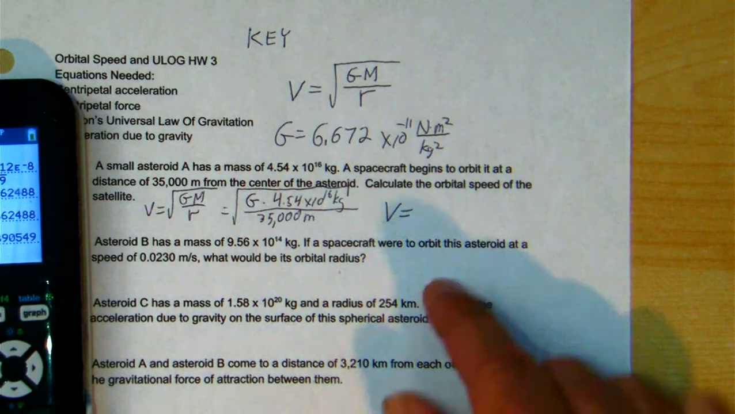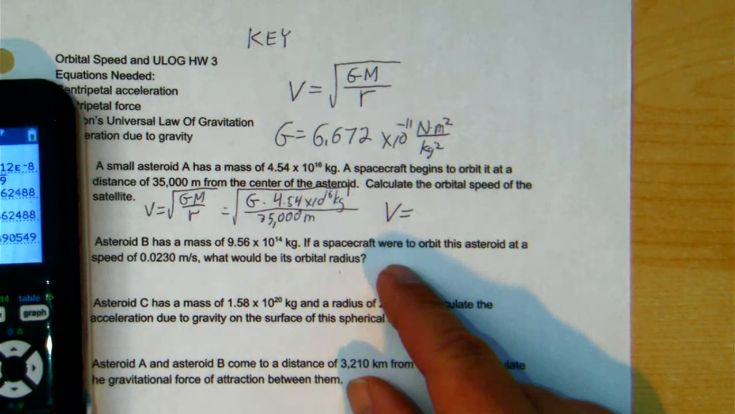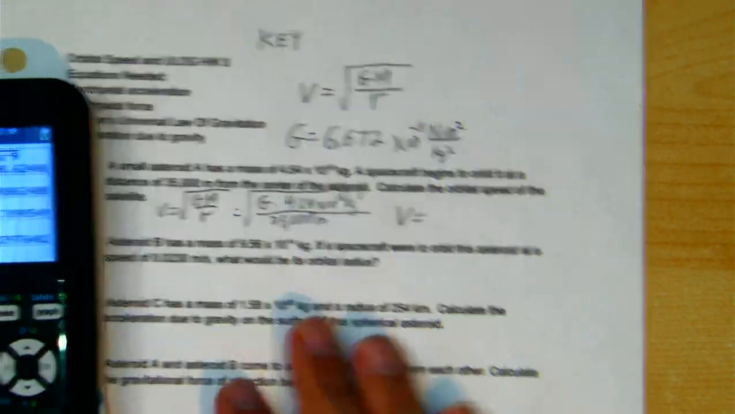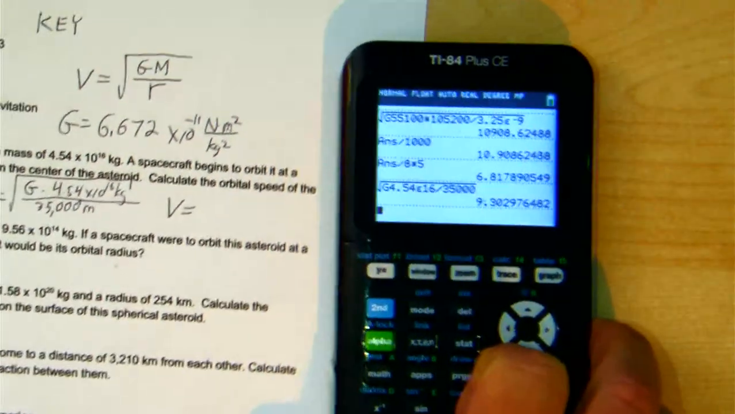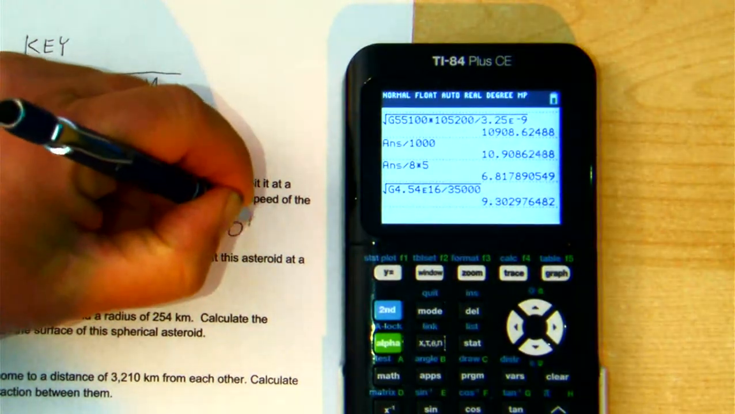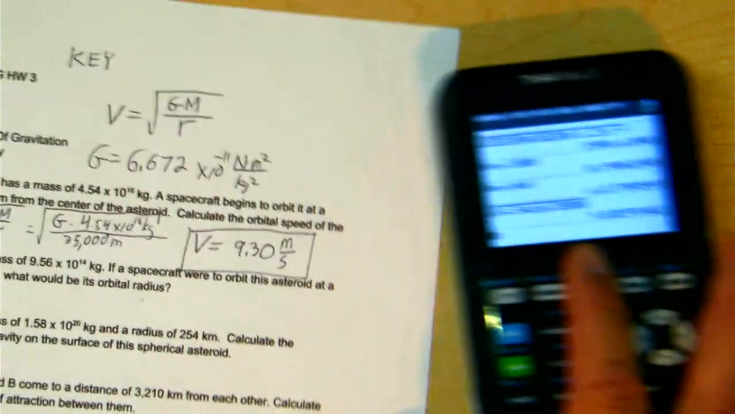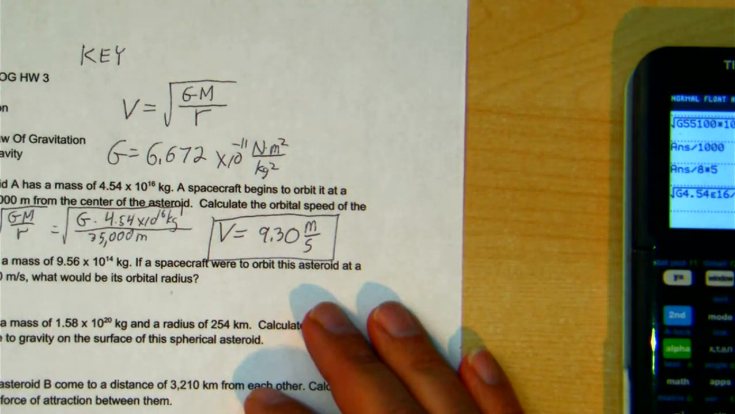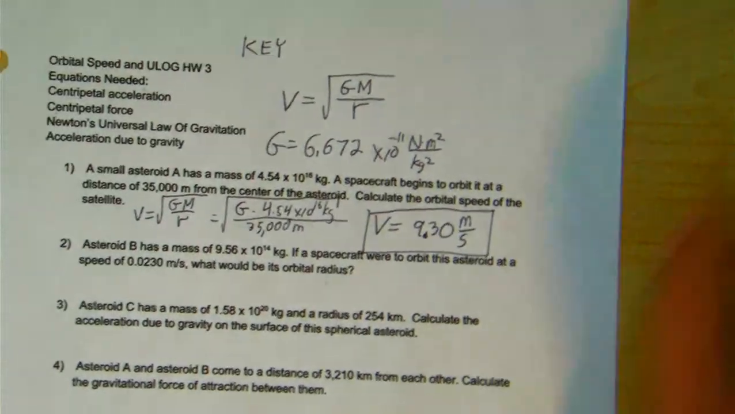Square root of G times 4.54 times 10 to the 16th power divided by 35,000, enter. And my calculator says 9.30. So 9.30 meters per second. It's a small asteroid, and you're 35 kilometers away from it. So this is a reasonable speed, 9.30 meters per second.